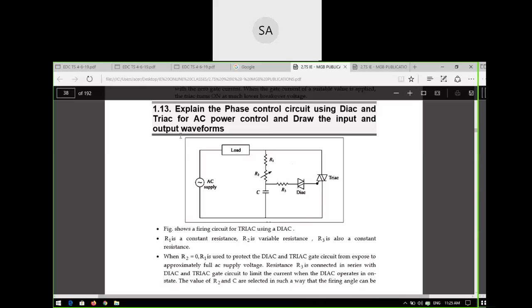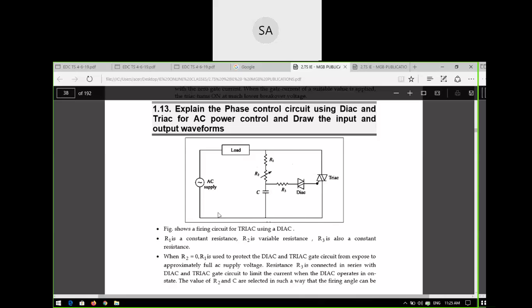So in AC power control, that is mainly the control of large amounts of power, megawatts of power, how can we control it by using a TRIAC? And what are the input and output waveforms? Now we can see here.